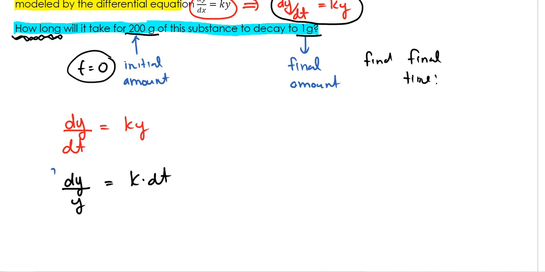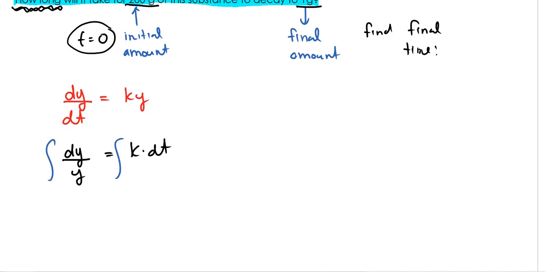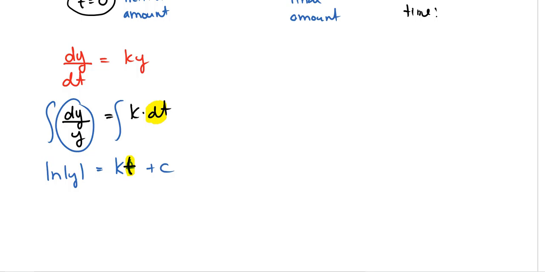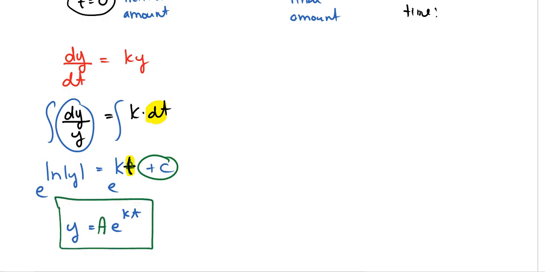And if I integrate both sides of the equation here, I should get ln absolute value y equals kt plus c. Hopefully this t right here in yellow is okay, because I'm taking the antiderivative with respect to time here, so it's kt plus c. And if I e both sides of the equation now, this will be y equals e to the kt, and I'm going to just do this right away: this c means I have a constant in front. Okay, so this is my solution to my differential equation here: y equals ae to the kt.